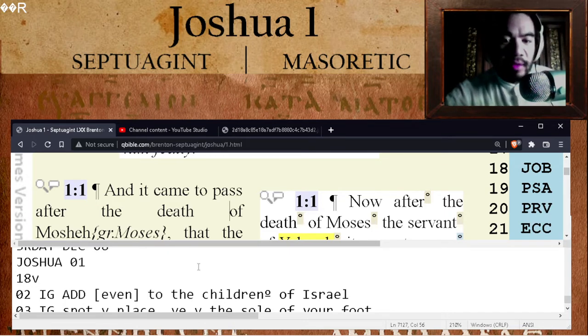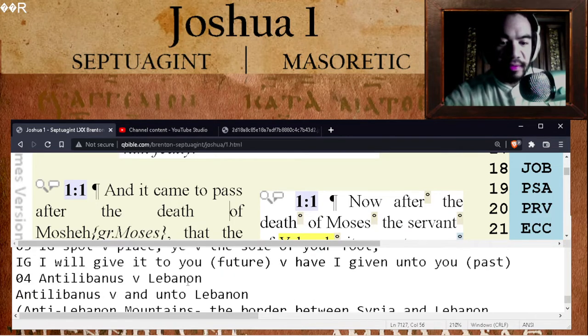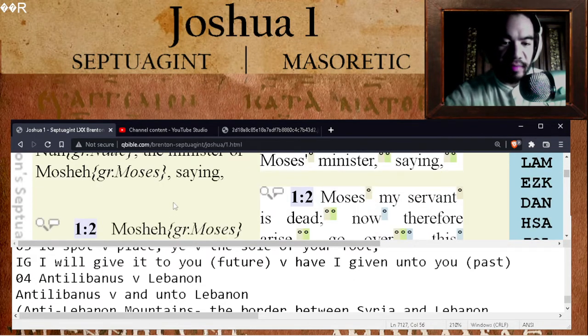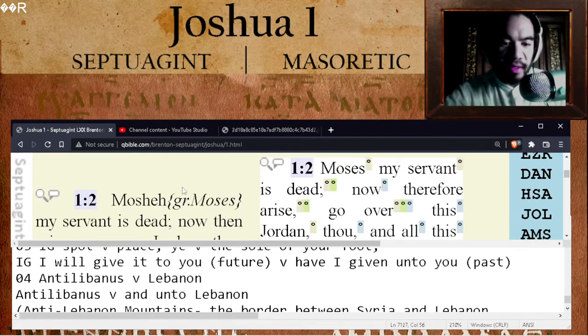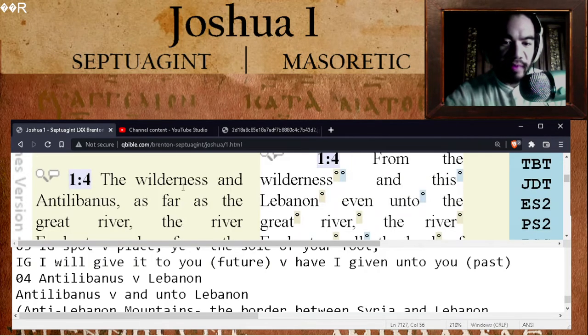So we're starting a new book. We finished the Torah, and now we're into Joshua, the book of Joshua, chapter 1, 18 verses. And we're going to see the first difference starts in verse 4, which is a continuous difference. We've noticed it in the previous book, Deuteronomy. It says here Antilibanus, which is defining the borders of this promised land, versus Lebanon, unto Lebanon.